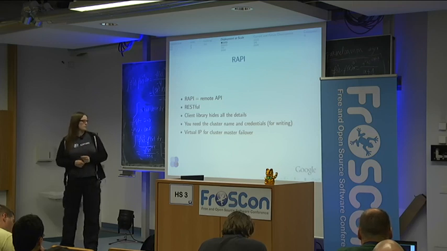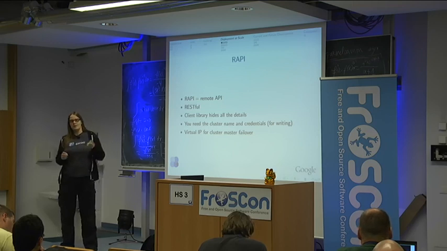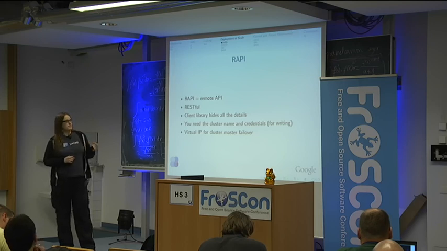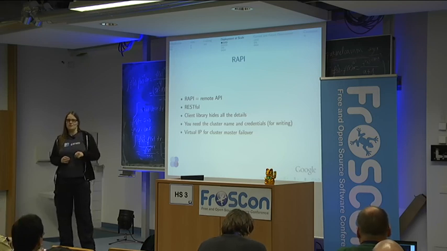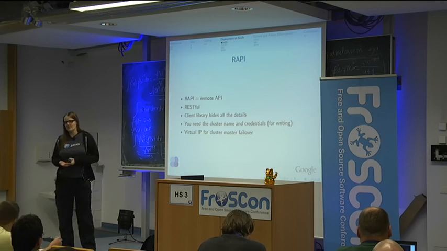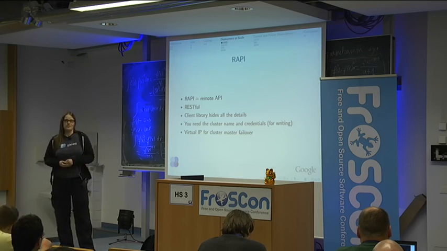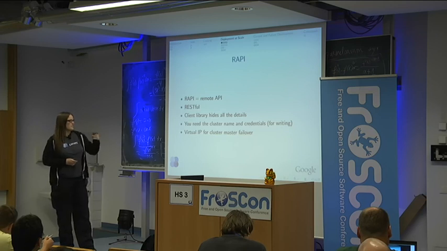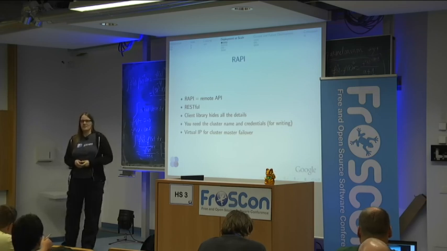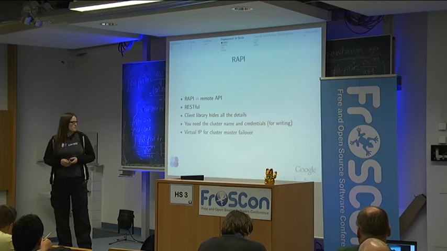As Klaus mentioned before, that's actually what we need the cluster name for, because the RAPI daemon runs on the master node, and the master node can also fail, and we try to keep the cluster running no matter what happens, so you can fail over the master node to another node, and of course then the IP has to be served from that node. And that's why we always use the name, so that you can still access RAPI then.